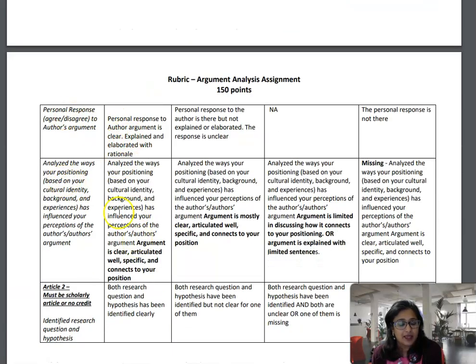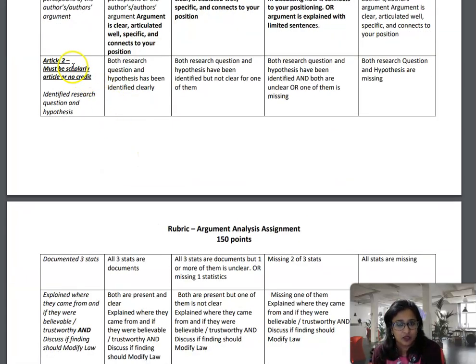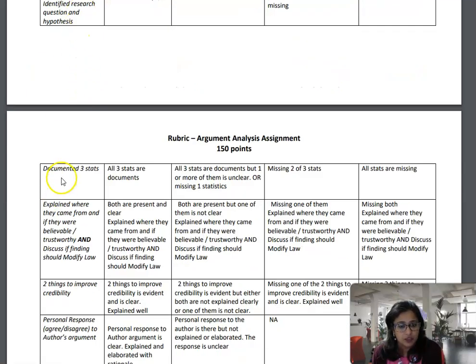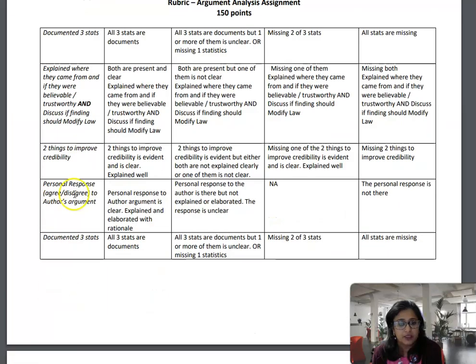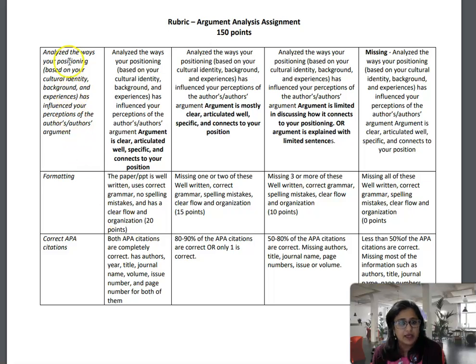Personal response and analyze. So if you have these at the very end after the 2 articles, you're not going to score very well, because you want to do these separately for each of the articles, which is exactly the same thing for article 2. It must be a scholarly article, and then you're doing the same thing. Documented 3, improve credibility, personal response, and analyze the ways your positioning influences. Argument is clear, articulated well, specific, and connects to your position.